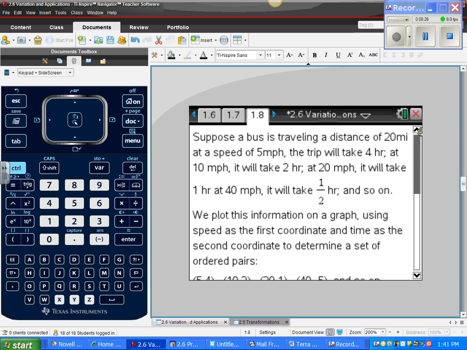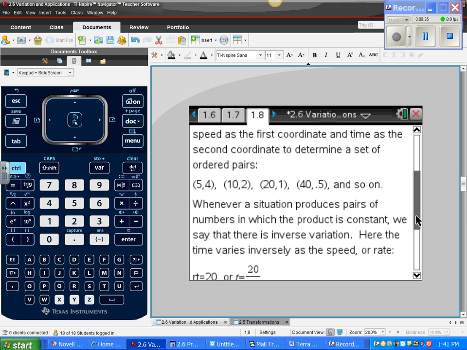So what we do is we plot that information on a graph using speed as the first coordinate and time as the second coordinate to determine this set of ordered pairs. So 5 miles per hour, 4 hours; 10 miles per hour, 2 hours; 20 miles per hour, 1 hour; 40 miles per hour, a half hour, and so on. So whenever a situation produces pairs of numbers in which the product is constant, we say that there is an inverse variation. Okay, so here the product, 5 times 4 is 20, 10 times 2 is 20, 20 times 1 is 20, and 40 times 0.5 is 20. So that product is constant.